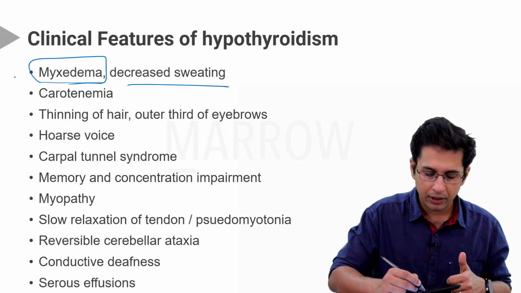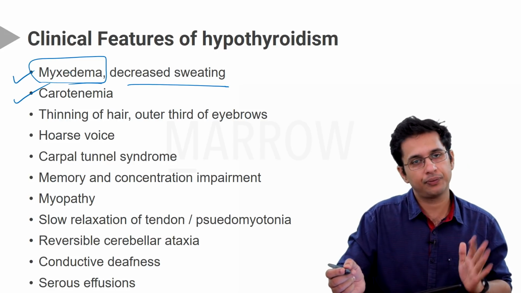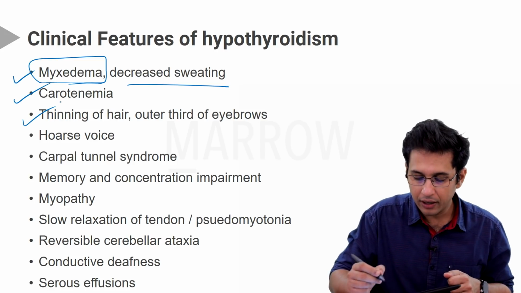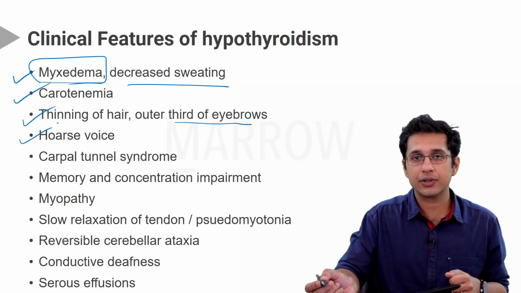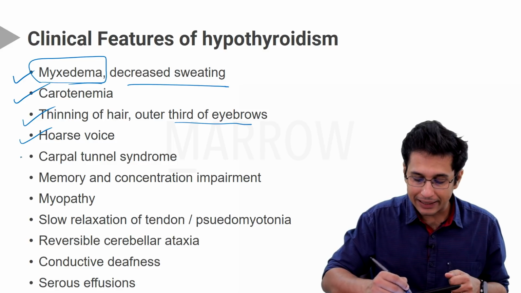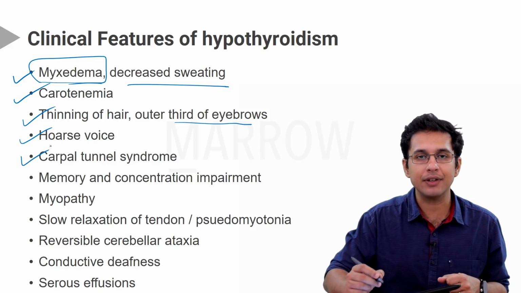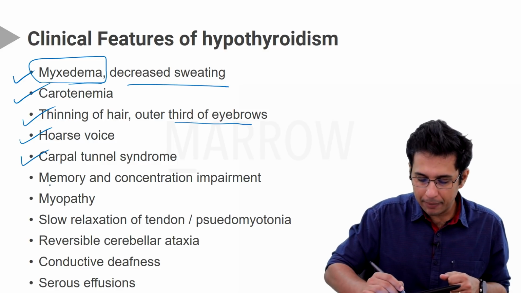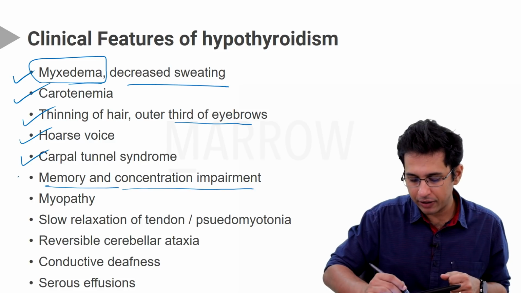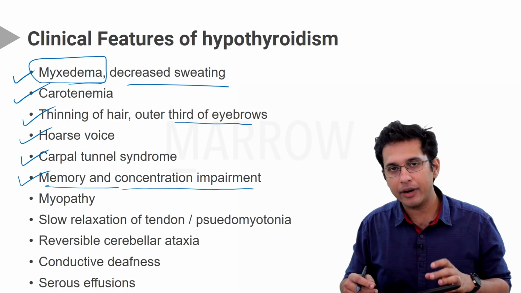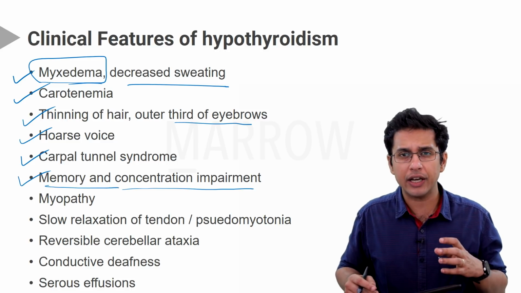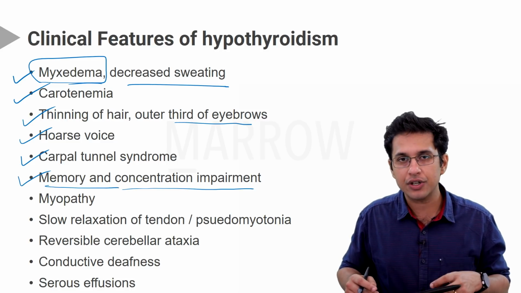Point number 1. Carotenemia. Thinning of hair and outer third of eyebrows. Hoarseness of voice. Carpal tunnel syndrome association with hypothyroidism. Memory and concentration impairment. This often seems confusing. See, there is a mentation problem, right? It affects the CNS. You can actually get memory and concentration impairment.